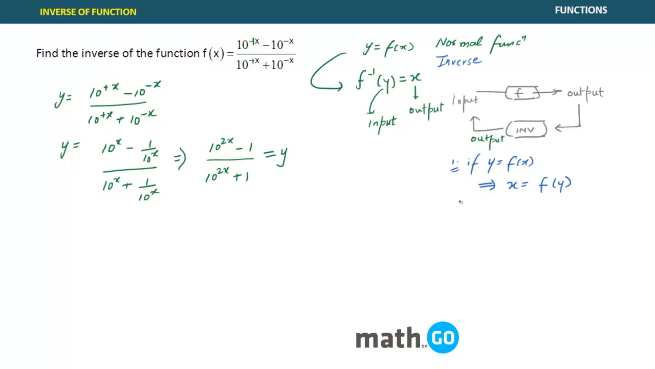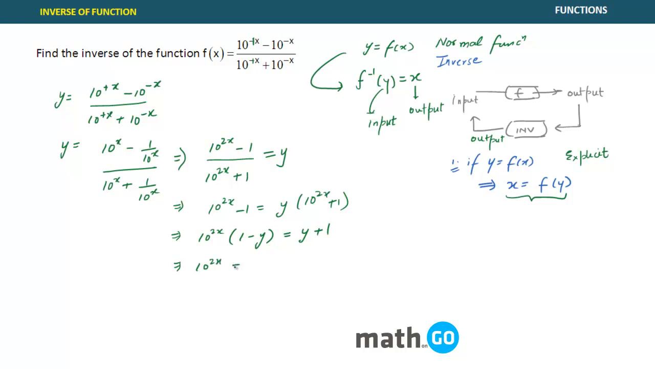The first step says that you need to write in the explicit form. Remember, we want to write explicitly in terms of x. So what we should do is collate the terms which are functions of x. So you can say 10 raised to power 2x times (1 minus y) will be equal to y plus 1, and I can say 10 raised to power 2x will be equal to (y plus 1) by (1 minus y).